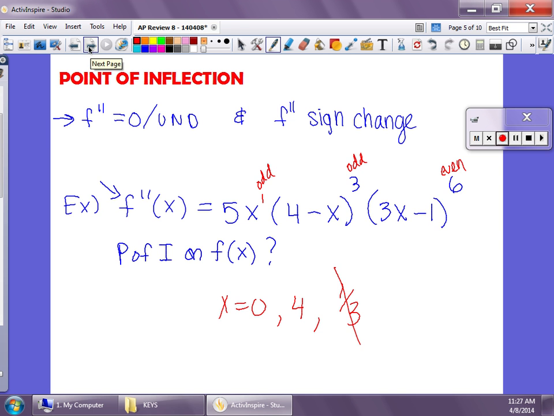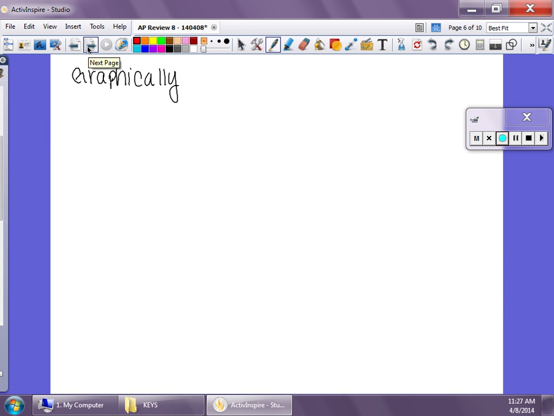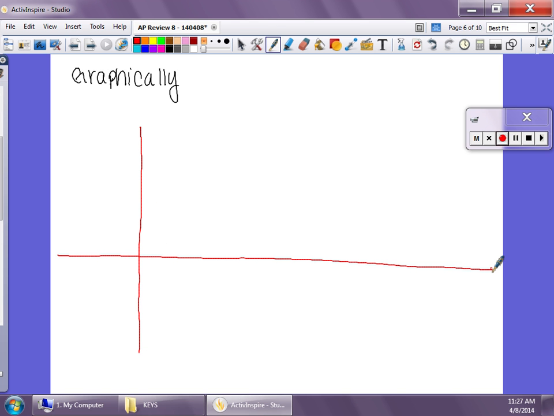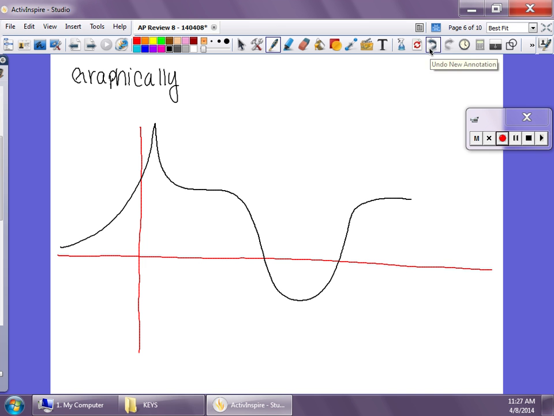Let's think. Point of inflection. All right. Graphically speaking, this one you don't have to draw. I'm just going to have you kind of look up at the board and analyze. You're welcome to draw it if you'd like to. I'll just draw something crazy. Let's do. All right, so I got a nice little graph here.